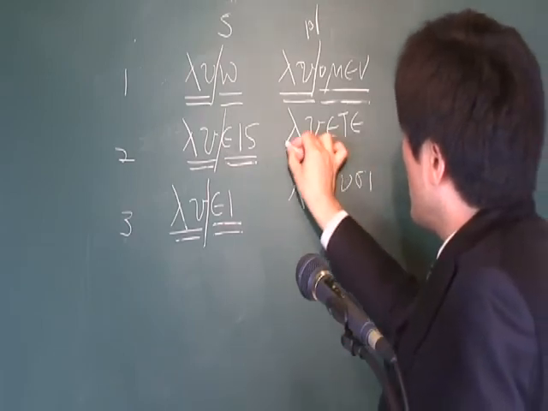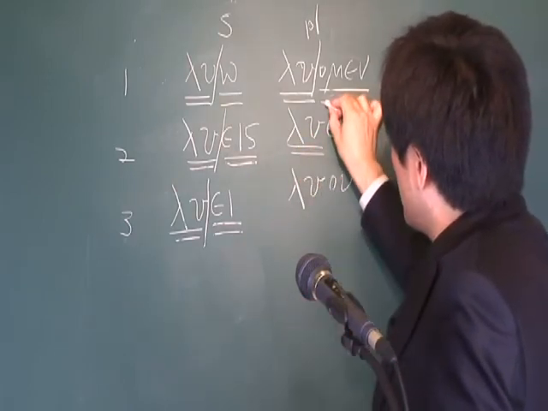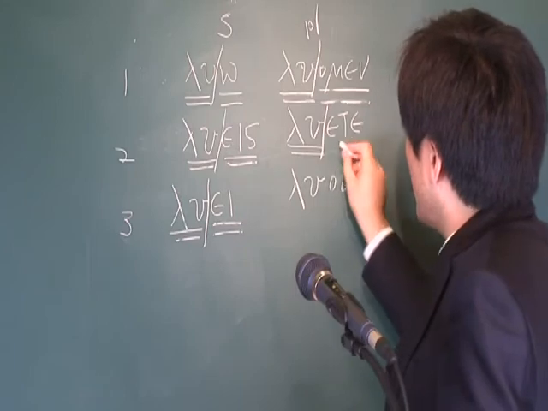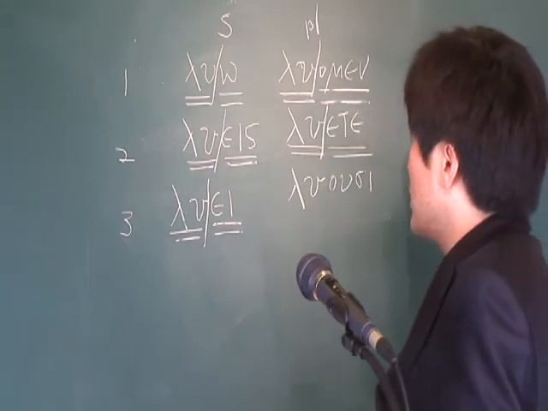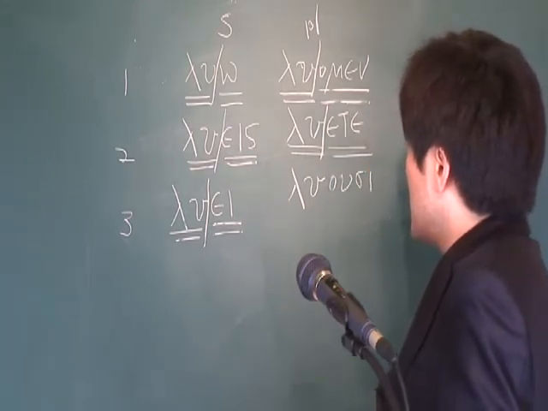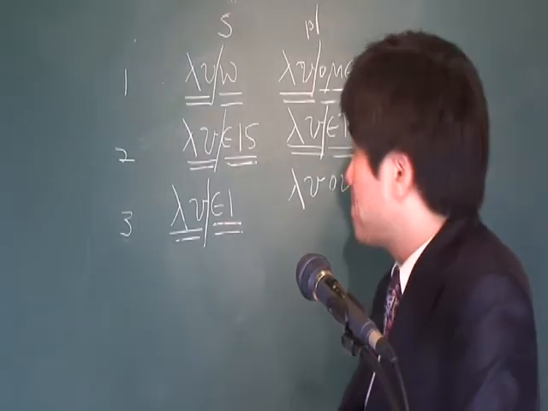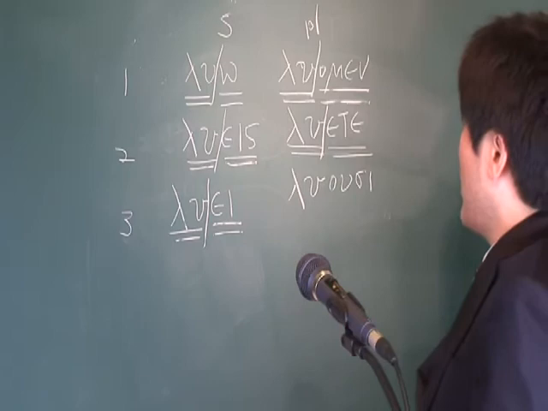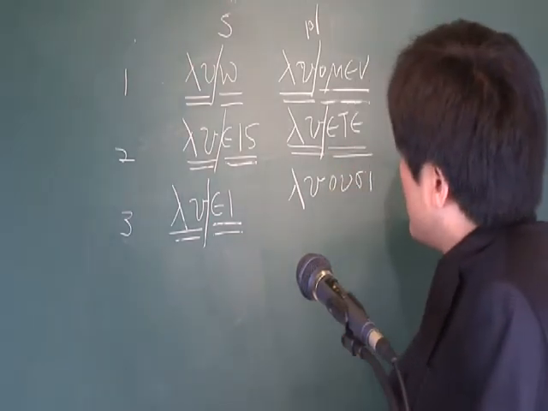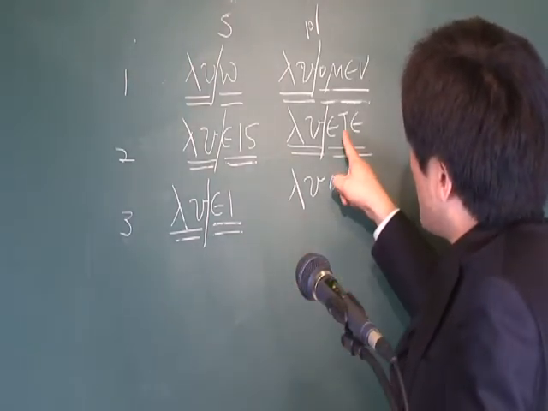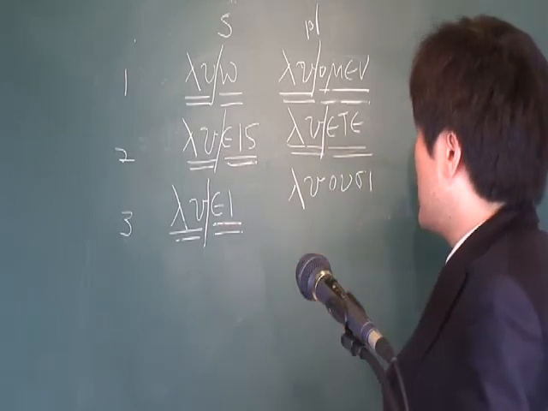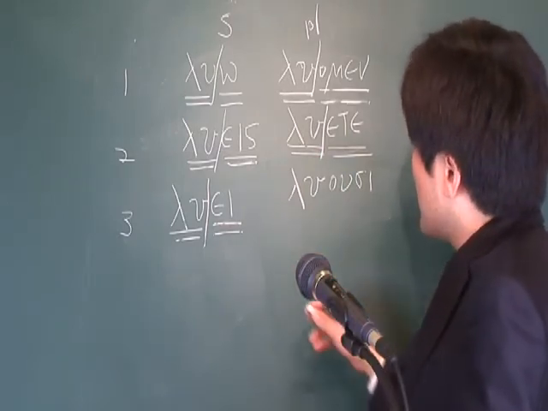Let's look at another verb as an example. The verb lego. I say. We will classify this into 6 different forms. Please read along. Lego, lego, lego.